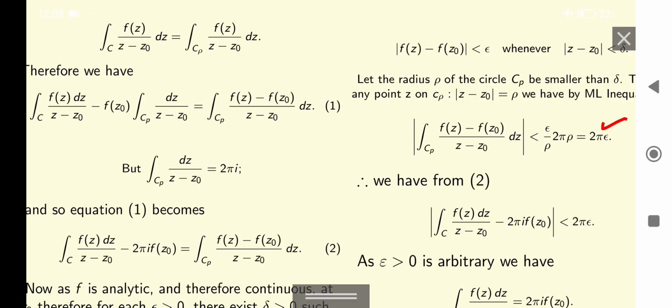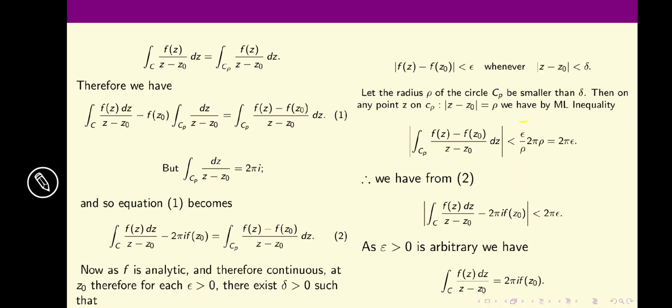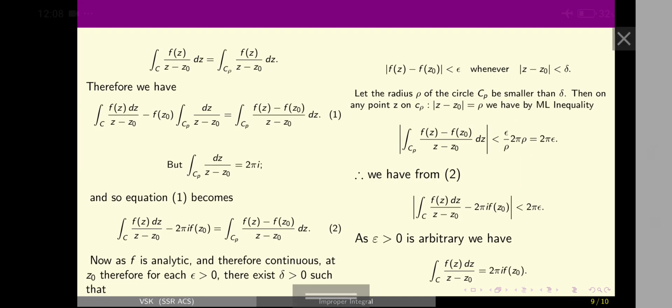So from this equation we have that the modulus of the integration over C of f z dz upon z minus z naught minus 2 pi I f z naught is less than or equal to 2 pi epsilon. But as epsilon greater than 0 is arbitrary, we have the integration over C of f z dz upon z minus z naught is equal to 2 pi I f z naught. So in this way, this theorem is proved.